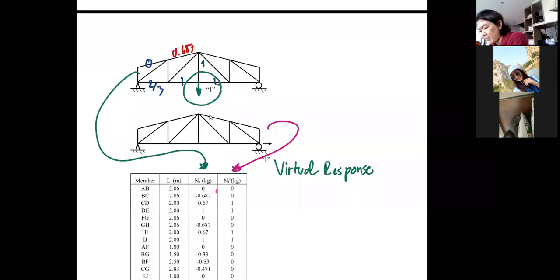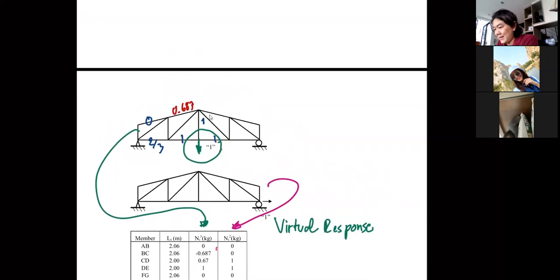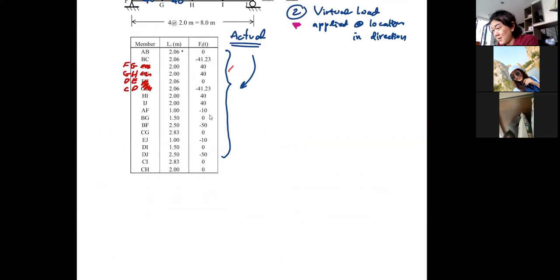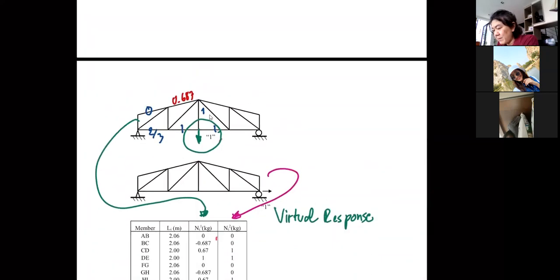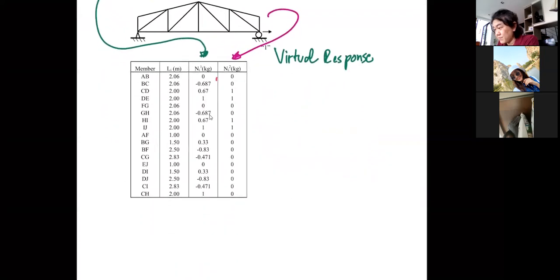And so on. I'm not going to write in everything. Now you see, when you calculate the internal work that each member does, member AB has zero forces in both cases, so I'm not going to do that. Let's look at member BC.